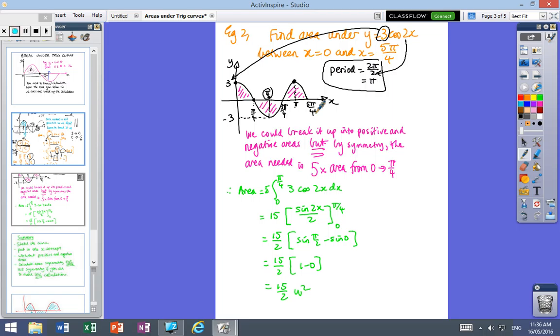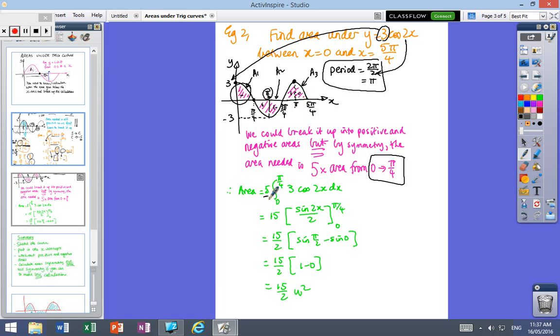And you could break it up, if you wanted to, into A1, A2, and A3 and add those areas up. But hopefully you can see that there's some symmetry, okay? And in fact the total area is just going to be 5 lots of the first area, because you've got a quarter, like this is like a half, there's another half, there's another half, so you end up with 5 of those half areas. So it's going to be 5 times the area from 0 to pi on 4, which is going to be much, much quicker to do than to do 3 areas.